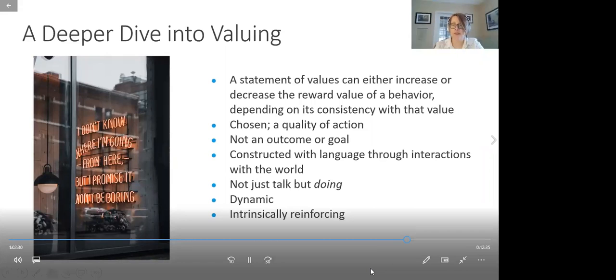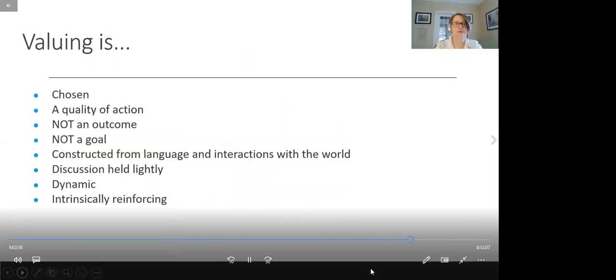Values are chosen. They refer to a quality of action, okay? They're not something that you as a therapist would tell your client. No one can tell you what your values are. They come from you, from inside. They're constructed, right? They're things that we derive based on the things we think are meaningful in the world. But most importantly, they're actions. It's not just talking, it's acting. It's moving forward in a direction. Okay.